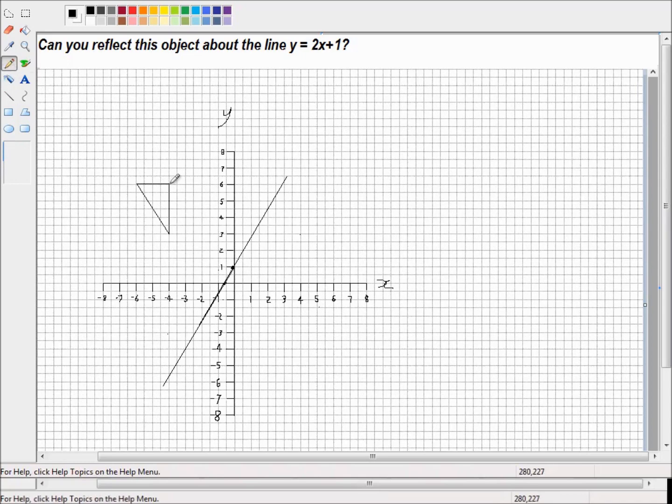So I'm imagining a perpendicular line that would be, I'm going to eyeball it around about here. You would get it much more accurately with your mathematical instruments. So you would use a set square to get your perpendicular, and then you would use a ruler to get the length, and then you'd extend the line.